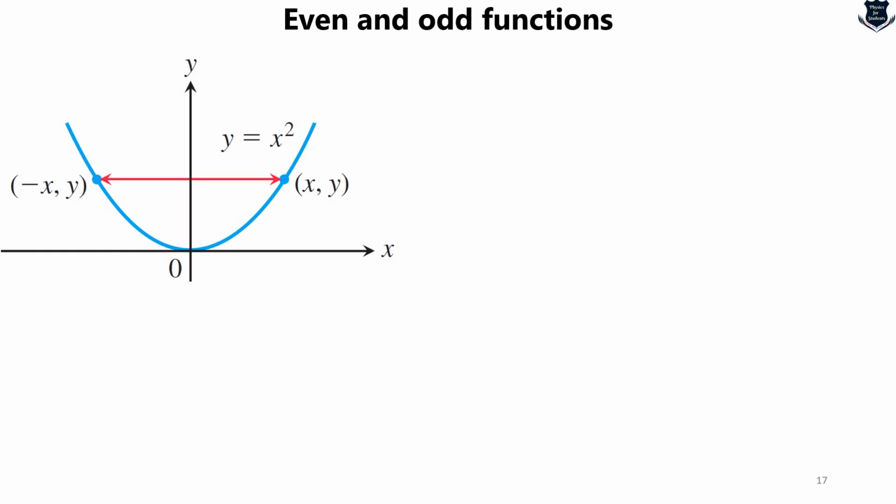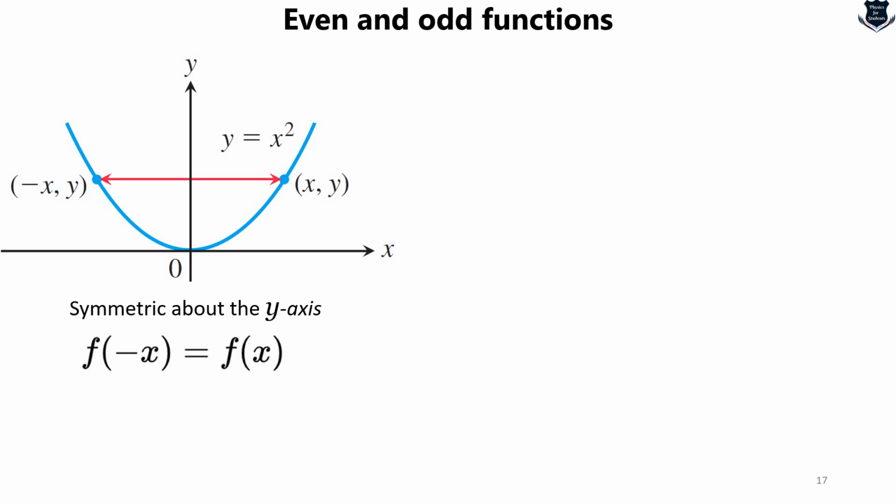Now you might be wondering, what do I mean by symmetric? Symmetric means that if you flip it, you get the same result. So here's the symmetry about the y-axis. Since f of minus x equals f of x, a point (x, y) lies on the graph if and only if the point (minus x, y) lies on the graph. So here you see both lie on the same graph.